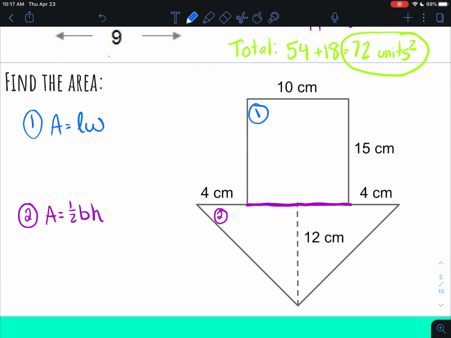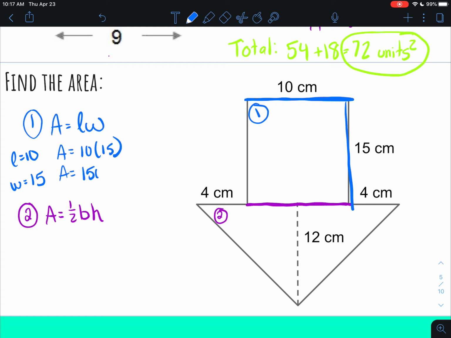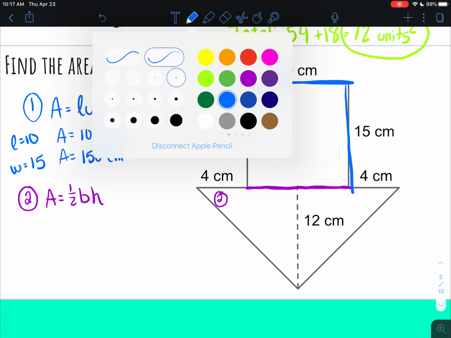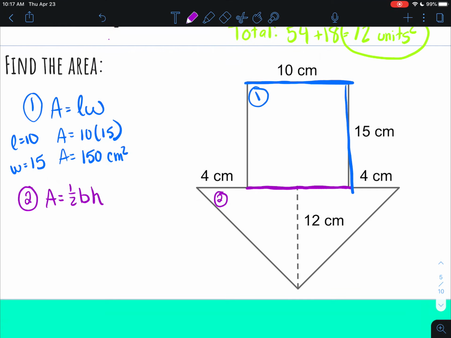So let's do the rectangle first. So length of the rectangle is 10. Width is 15. So area equals 10 times 15. Area is 150 square centimeters. Now on to the harder one, the triangle. So I need to figure out the base and the height. So they were nice and they actually gave us the height already, which is 12.